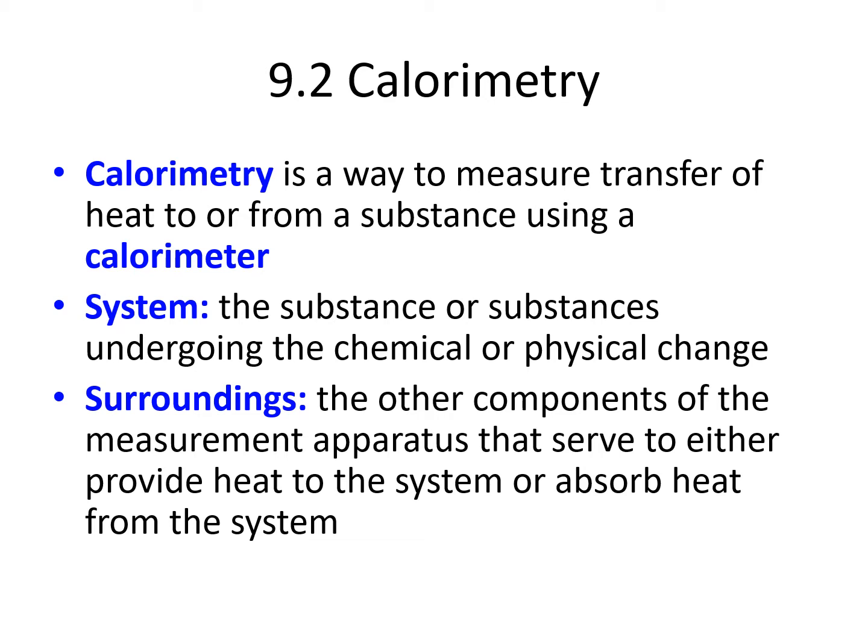As we do calorimetry problems, it's going to be important to define two separate things, the system and the surroundings. The system is the substance that you're interested in, that's undergoing the chemical or physical change. The surroundings are everything else involved in the transfer of heat. The surroundings give heat to the system or absorb heat from the system, but the system is what we define everything by.